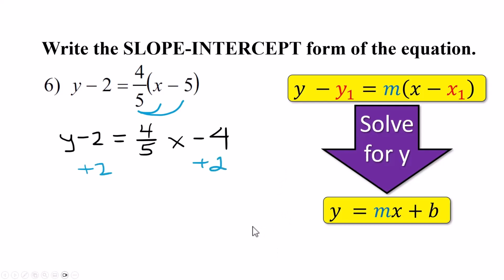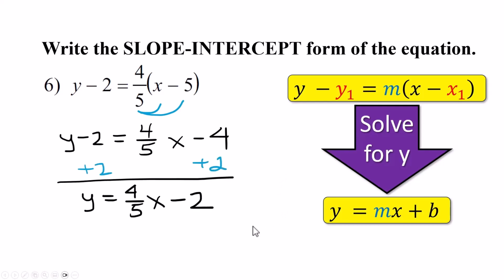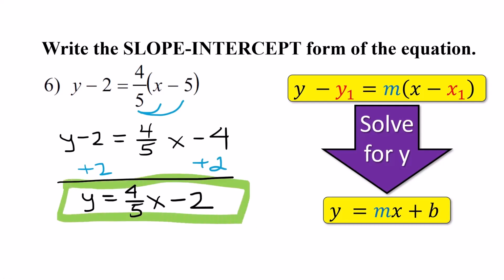Let's add 2 to both sides. And we are going to get y equals 4/5 x minus 2. That is our final answer for this problem because that's in slope-intercept form.